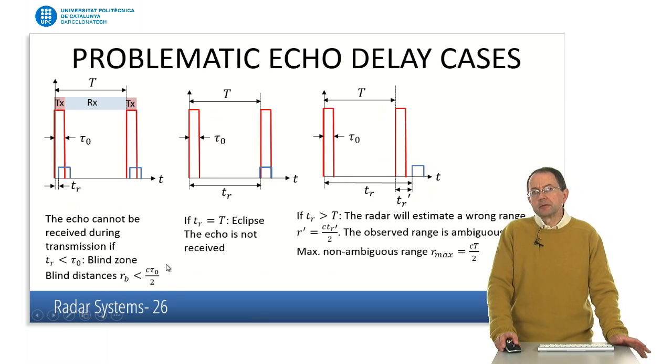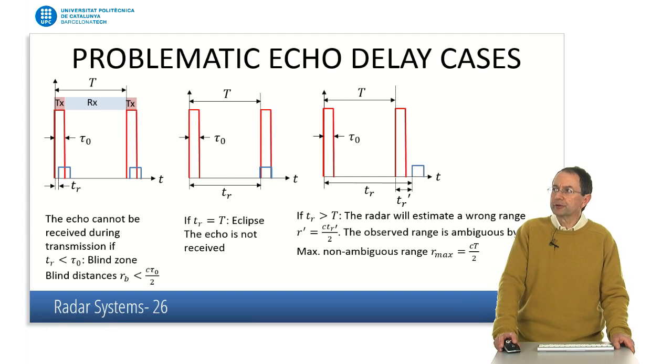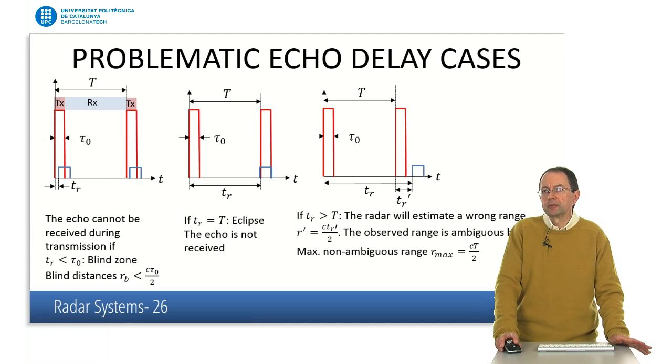There are certain problematic cases in pulsed radar that we have to consider. First, if we have a target which is very close to the radar, the echo will be partially overlapped with the transmitted signal. In this case, we will consider that we are not going to see this target. So a pulsed radar has what is called a blind zone or blind range. Distances which correspond to a delay below the pulse duration tau zero are going to be considered blind.